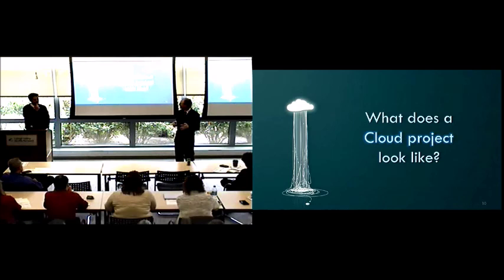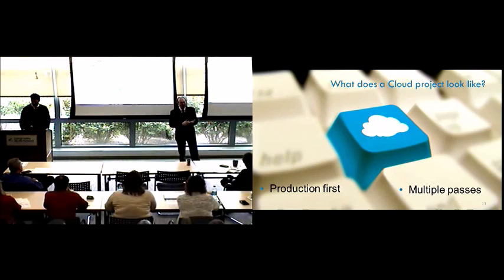So at a high level, cloud projects are production-first projects, meaning all the project activity happens in the future live environment. And we have multiple passes, meaning the big part of the cloud migration is taking the data from your on-premise system and transforming it and uploading it into the Amazon-hosted servers.